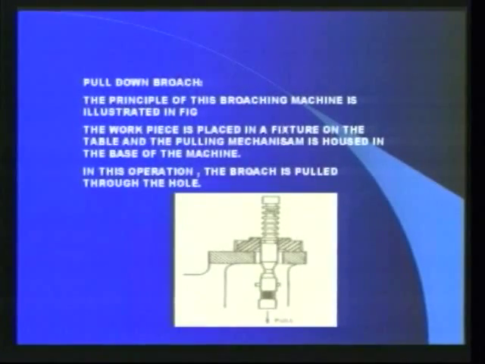The principle of internal broaching on these machines is shown in figure. The workpiece is placed in a fixture on the table and the pulling mechanism is housed in the base of the machine. In operation, the broach is pulled through a hole. After completing the operation, the broach is moved up to the initial position. In this machine, the positioning of the part is easier and large parts are handled easily.